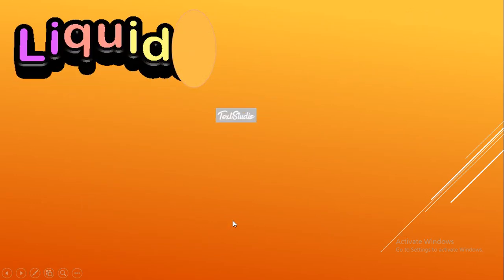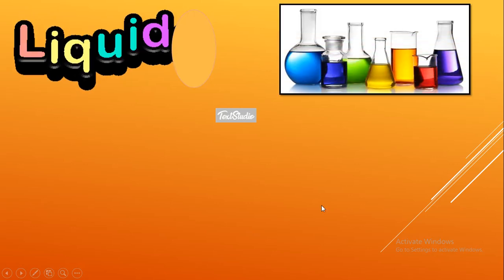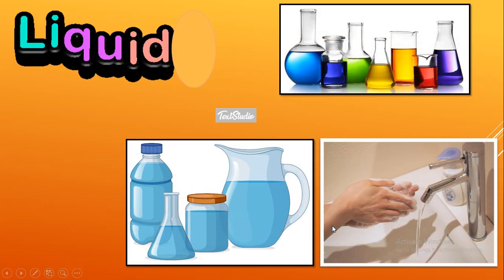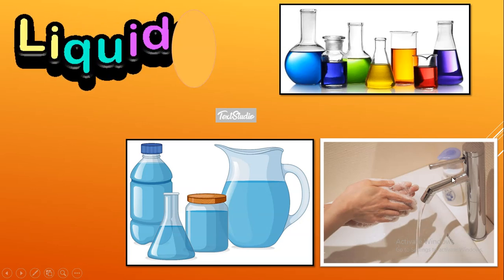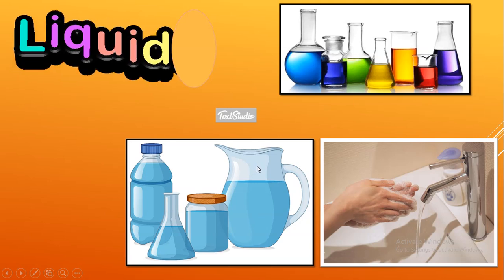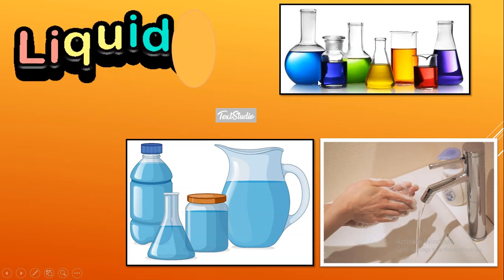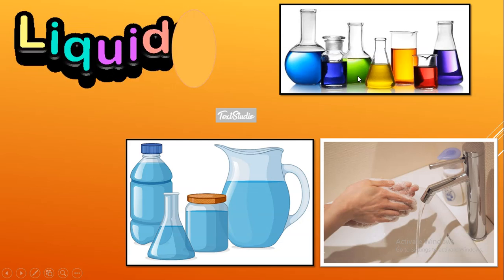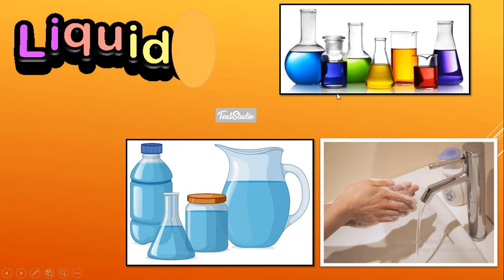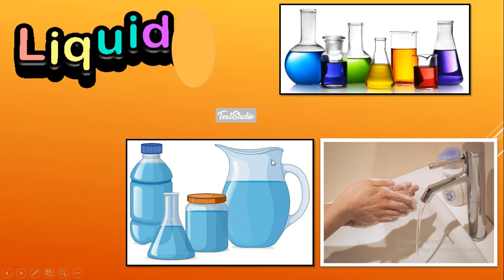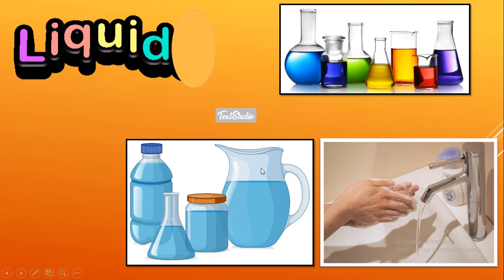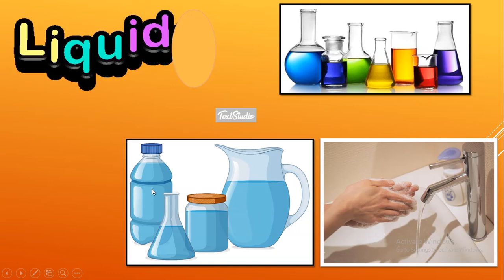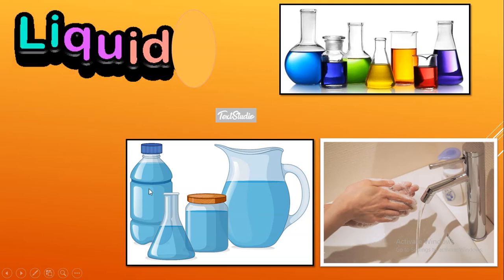Now, moving on to the second state of matter, and that's liquid. As you can see in these pictures, these are examples of liquids. Water, liquid soap, and as you can see too, the liquid doesn't hold its shape. It takes the shape of its container. Look at the water jug here. Water takes the shape of the jug. In this bottle, water takes the shape of the bottle.